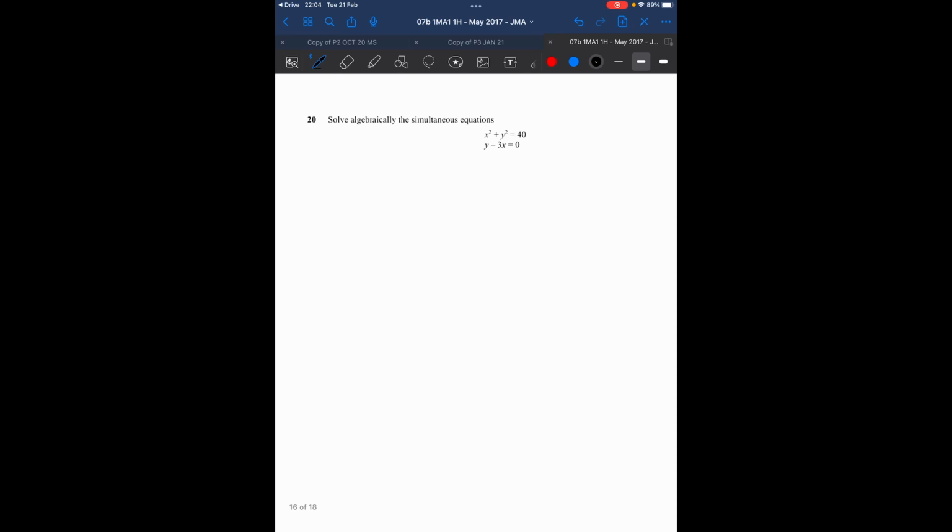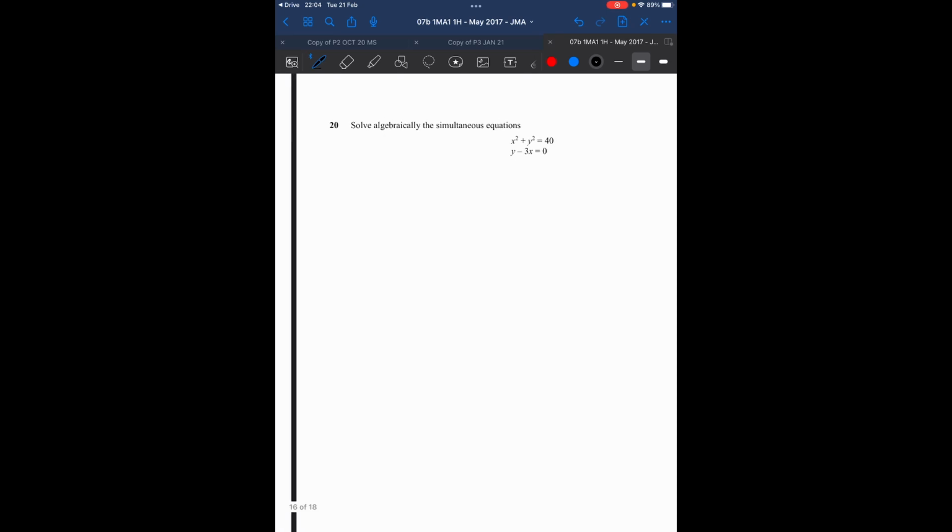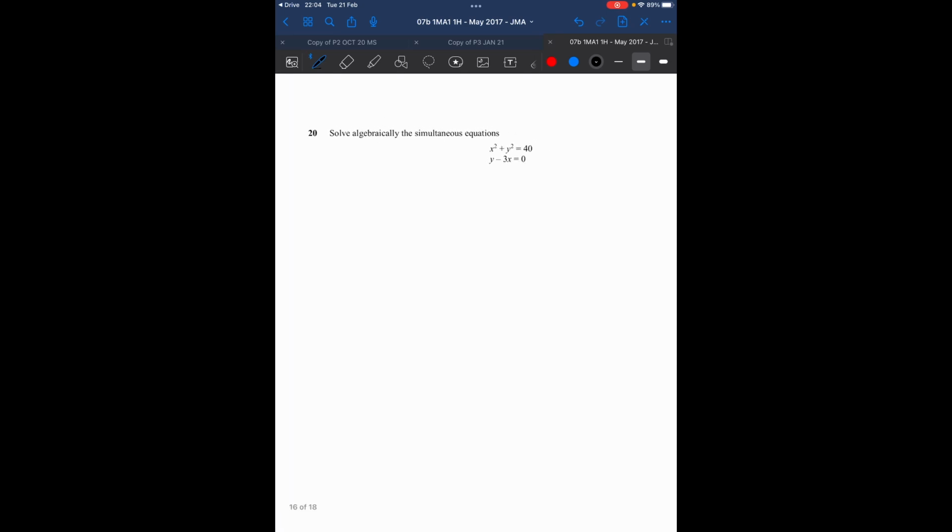Solve algebraically these simultaneous equations. In this kind of situation here, we want to go down the substitution route because we've got squareds and non-squareds. So you want to substitute. I'm going to get the second equation and I'm going to put the y on its own. So y minus 3x equals 0. I'm going to change that to y equals 3x.